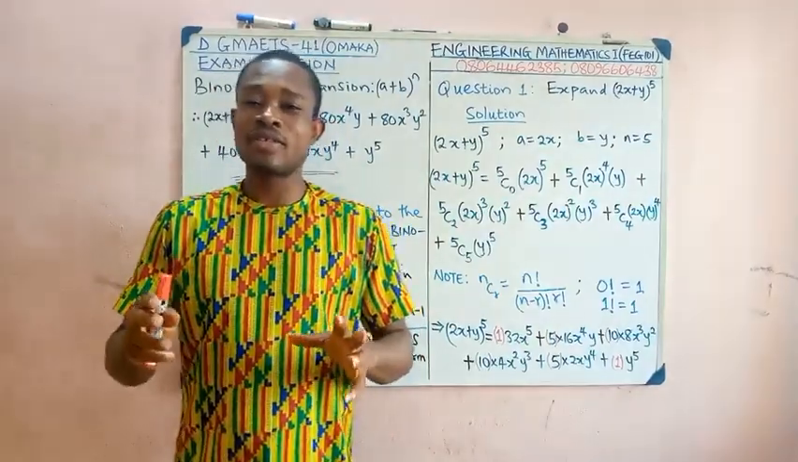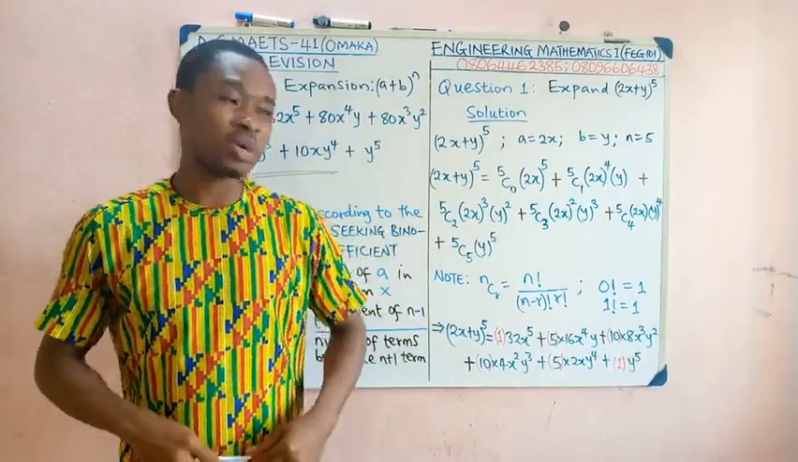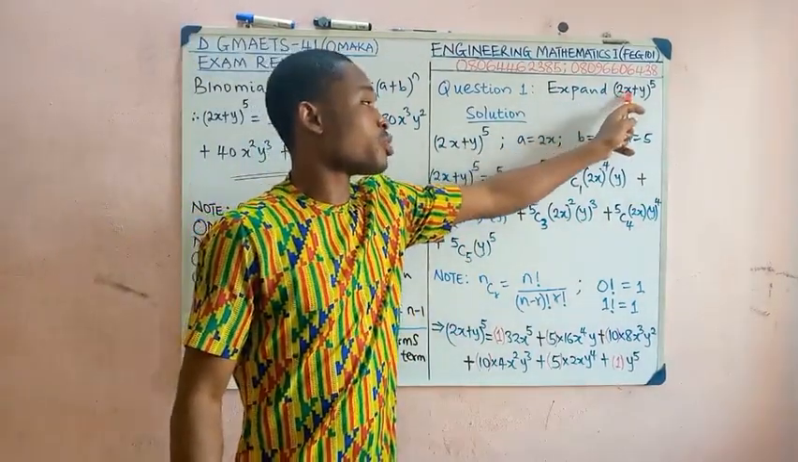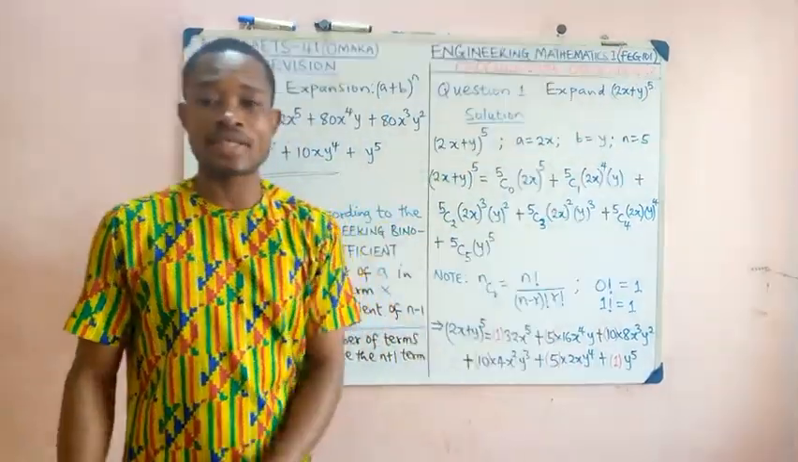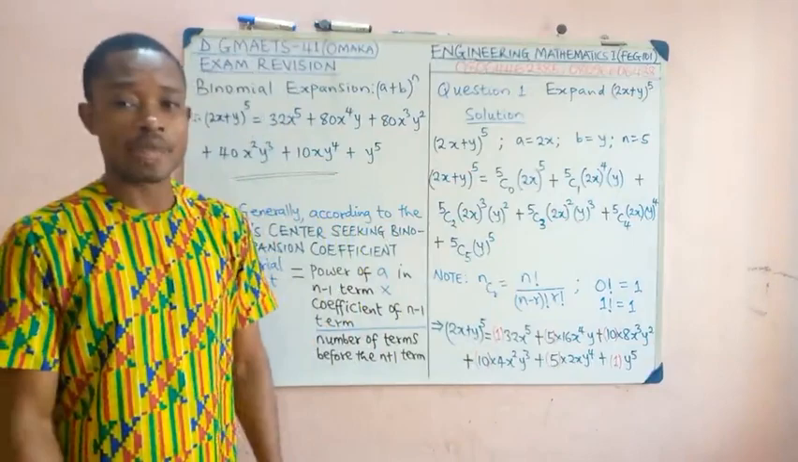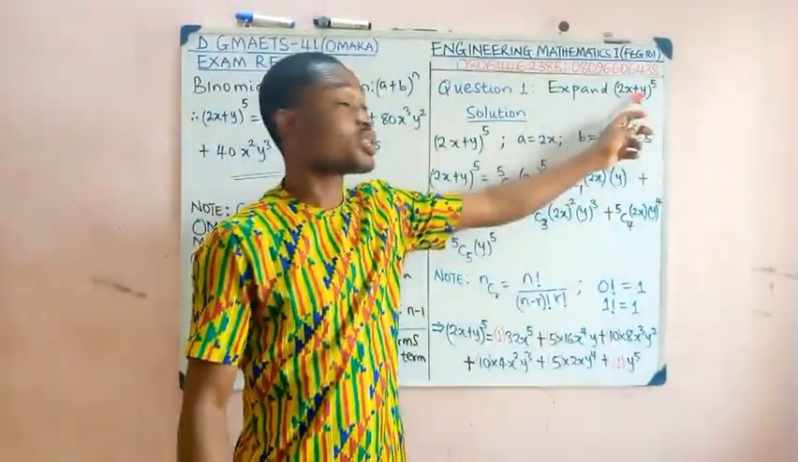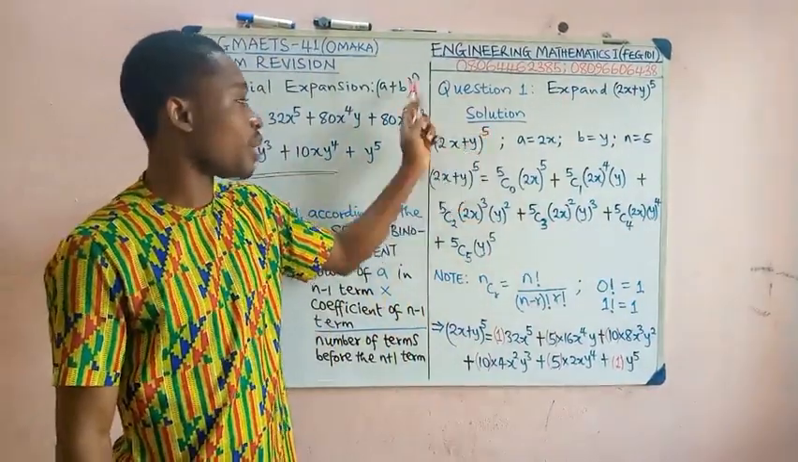In this video, let us now see how we can carry out binomial expansion. When it becomes necessary to expand a particular problem, this is a question where we expand (2x + y) all raised to power 5. Clearly, a is equal to 2x, and b is equal to y, because this is the general standard. You should also take note that this plus can also be minus. It's possible. n is equal to 5, the power.